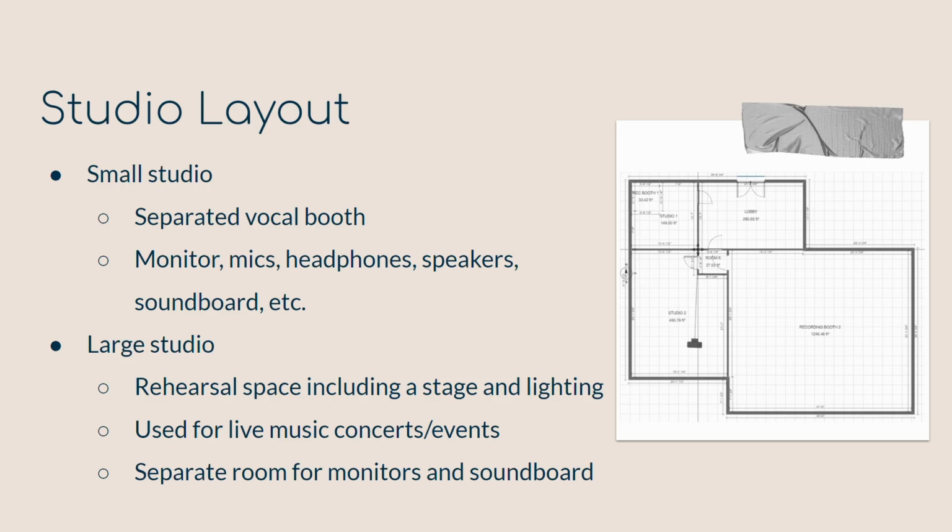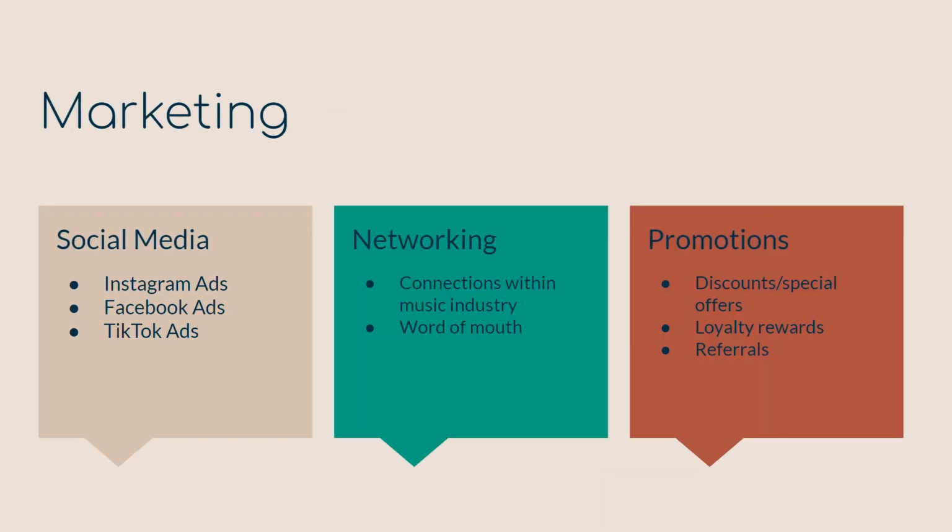Studio layout, I decided to split it up into two separate studios. I have a smaller and a large studio. Both are equipped with monitors, microphones, headphones, speakers, soundboards, all of that. The smaller studio is going to be a lot more intimate for the artist and producer. It's going to have a separated vocal booth. The large studio is going to be used for rehearsal spaces. It's going to be for larger acts, bands, orchestras, larger ensembles. It's also going to come equipped with stage lighting, perfect for any rehearsals that people can use for performances.